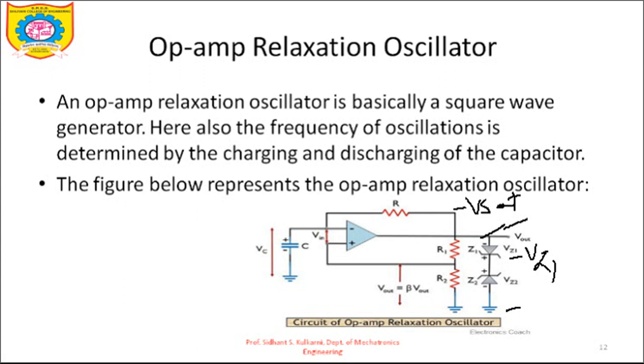So the op-amp as a relaxation oscillator is basically a square wave generator. Here also the frequency of oscillation is determined by the charging and discharging of the capacitor, as we have gone through in the astable multivibrator. The figure below represents the op-amp relaxation oscillator.